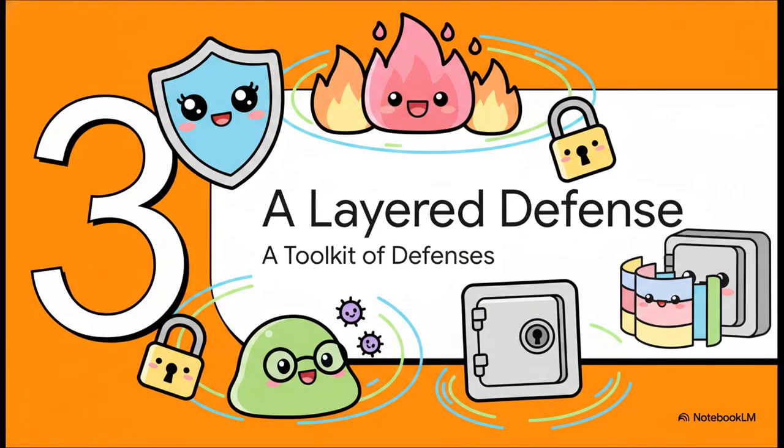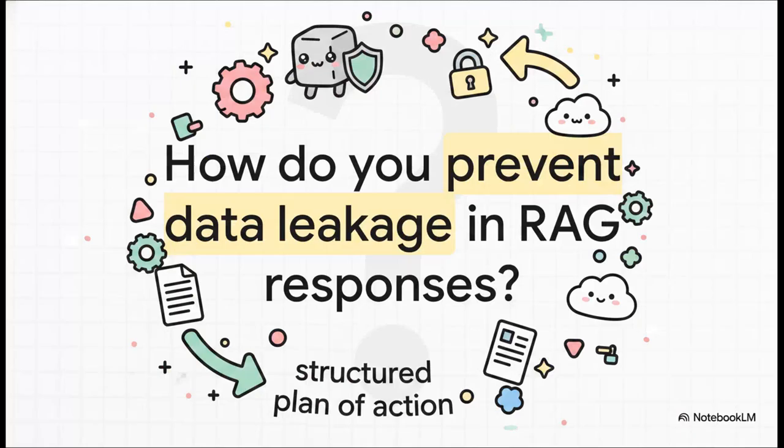Okay, we've identified the bad stuff that can happen. Now, let's talk about how we stop it. And the key thing to communicate here is that there's no single magic bullet. A truly robust enterprise-grade system relies on a multi-layered defense strategy. An interviewer is going to want to see a systematic approach.